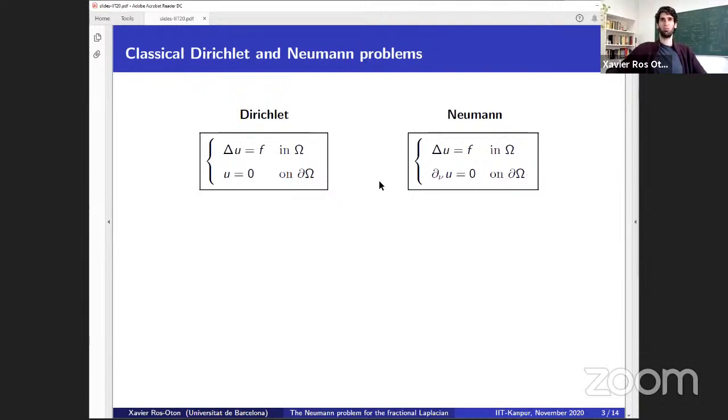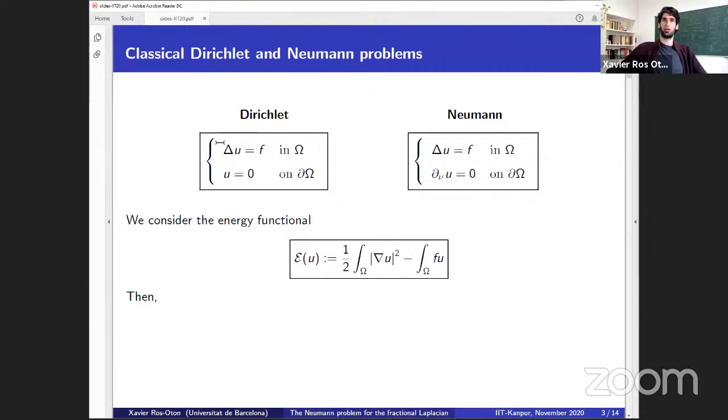In both cases, the existence of solutions, say for the Dirichlet problem, comes from minimizing an energy functional. There is an energy functional associated to the Dirichlet problem: you minimize the Dirichlet energy, and you take care of the right-hand side also in the energy functional. When minimizing this energy functional, you get the Dirichlet problem. More precisely, to get the Dirichlet problem, you minimize the energy among all functions that are zero on the boundary. Then you get the existence and uniqueness of solutions to the Dirichlet problem. This is the way to do it in the classical setting of the Laplacian.